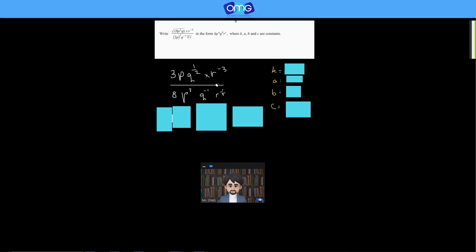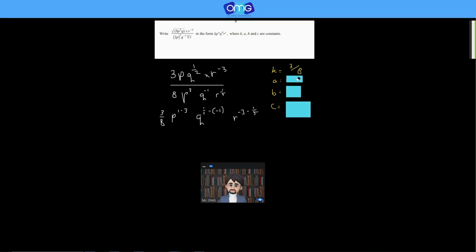So let's combine constant with constant, which is 3 over 8, p with p, which is p to the power of 1 minus 3, and this is half minus minus 1, and this is minus 3 minus 1 over 5. And k will be 3 over 8, a is minus 2, b is 3 over 2, and c is minus 16 over 5, and that's the answer.